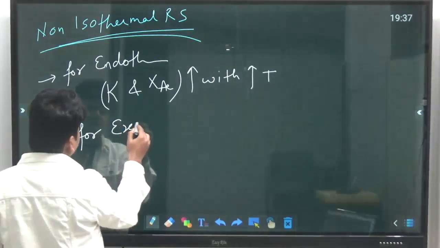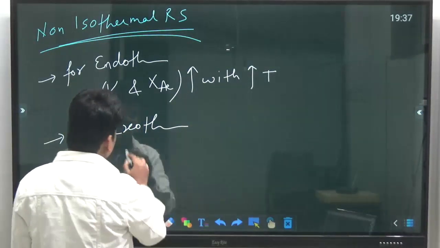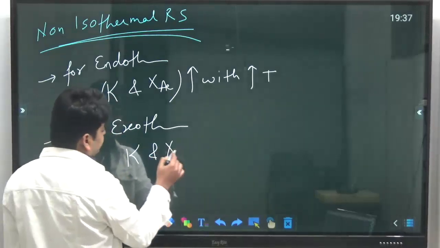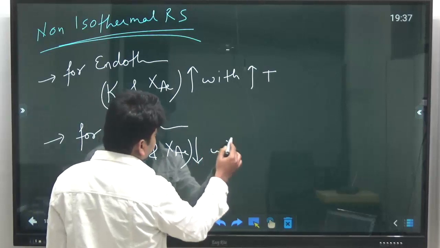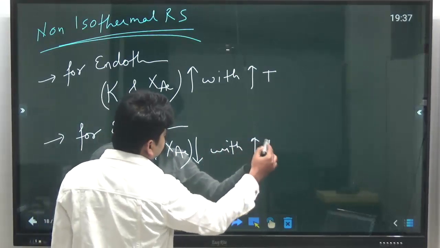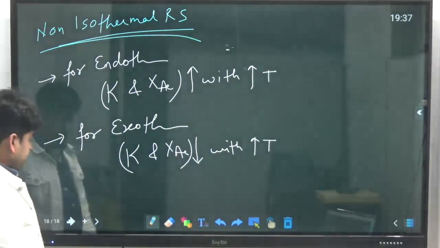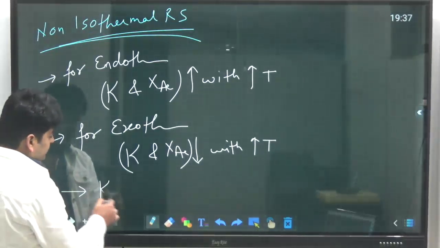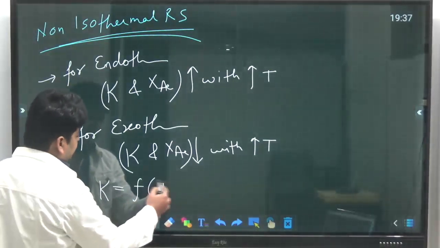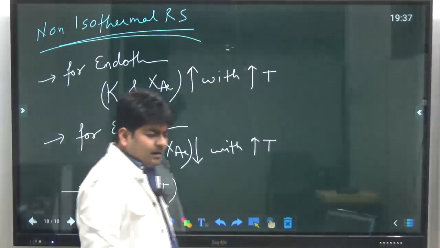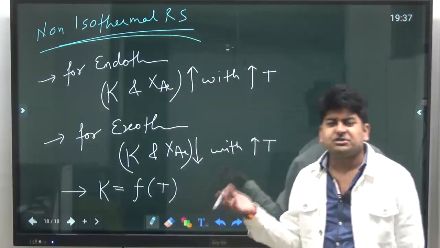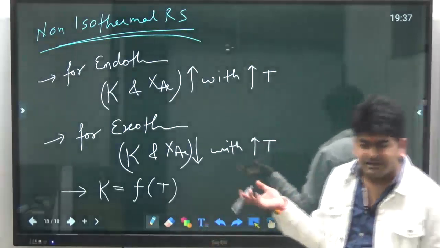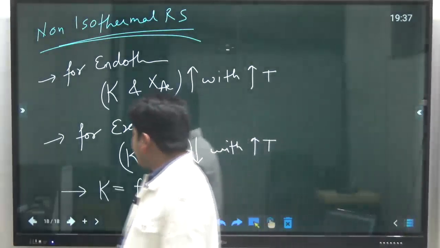Similarly, for exothermic reaction, equilibrium constant K and equilibrium conversion both decreases with increase in temperature. Equilibrium constant K is the function of temperature only, and equilibrium conversion depends on temperature, pressure, inerts, etc.